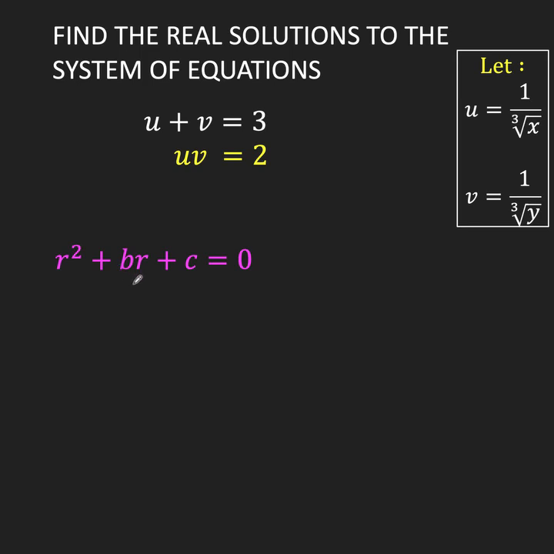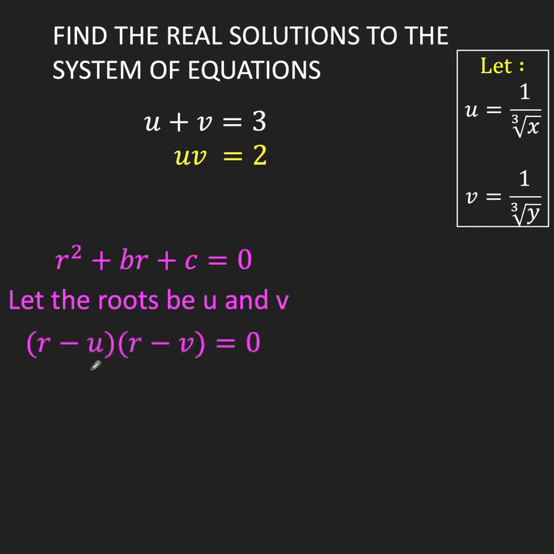If the roots of this quadratic equation are u and v, then we can rewrite that quadratic equation as the quantity r minus u times r minus v equals 0, because the roots are u and v. r sub 1 equals u, r sub 2 equals v. Then, let's remember that when we have a quadratic equation with a equals 1, here, the coefficient of the squared term is 1, the sum of the roots would be the negative of the coefficient of r from the Vieta's formula. And the product of the roots would be this c.